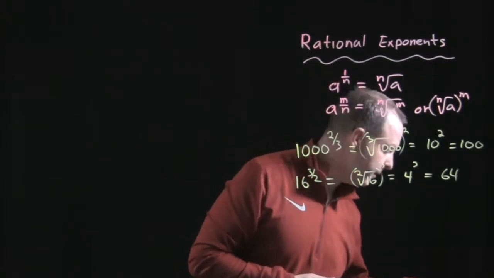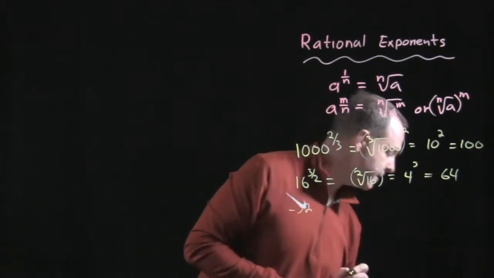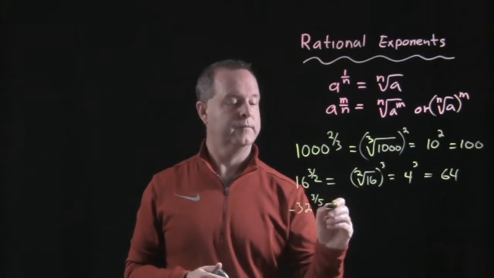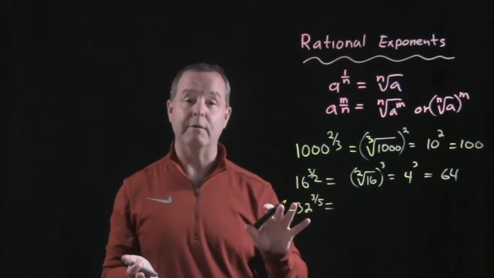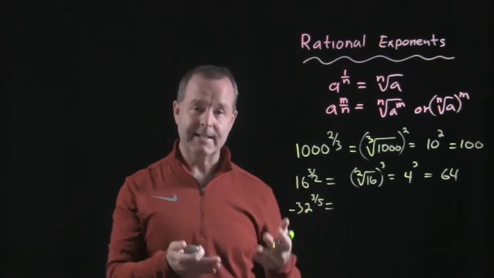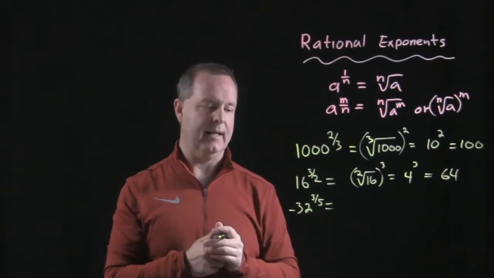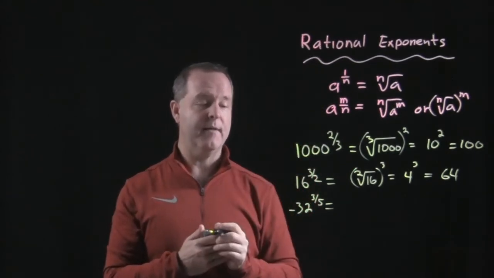The last example, negative 32, and we're going to raise that to the 3/5. That's just plain ugly, Willie. I'm glad we have a tool, or a process, to help simplify something that just looks ugly like this. So how do we rewrite that, using our expressions that we have up here?